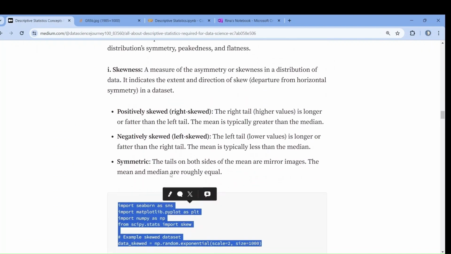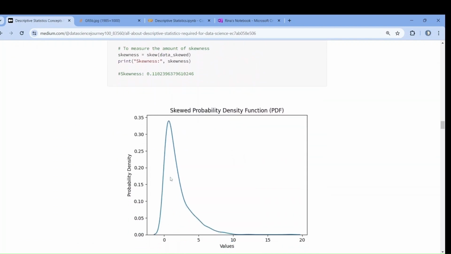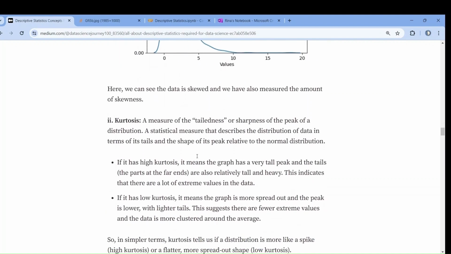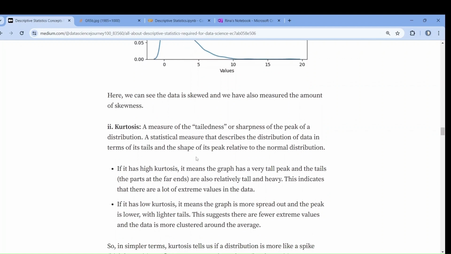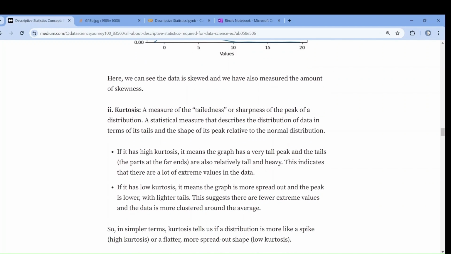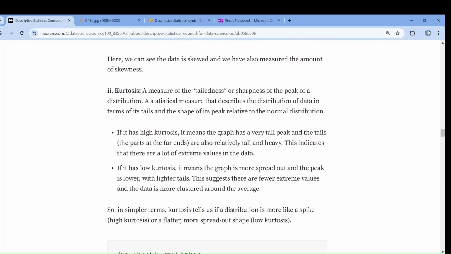Now the next one is kurtosis. Kurtosis is also a simple thing. Kurtosis means the measure of tailedness or sharpness. Okay, if it has high kurtosis, that means the graph has a very tall peak. But if it has low kurtosis, that means the graph is more spread out.